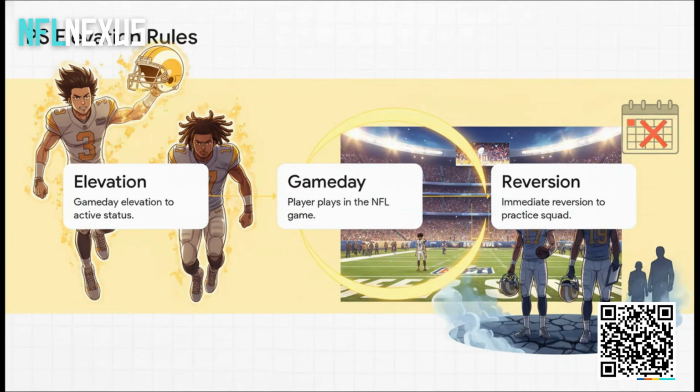You know, the NFL's Super Bowl elevation rulebook is genuinely fascinating when you break it down. The current rules allow a team to elevate up to 2 practice squad players for any given game day, and yes, that fully includes the Super Bowl, without having to permanently add them to the 53-man active roster. So it's a 3-step process. Step 1, you get elevated to the active roster for the weekend. Step 2, you suit up and play in literally the biggest game of your entire life. Step 3, the very morning after the Super Bowl, you immediately revert right back to the practice squad.